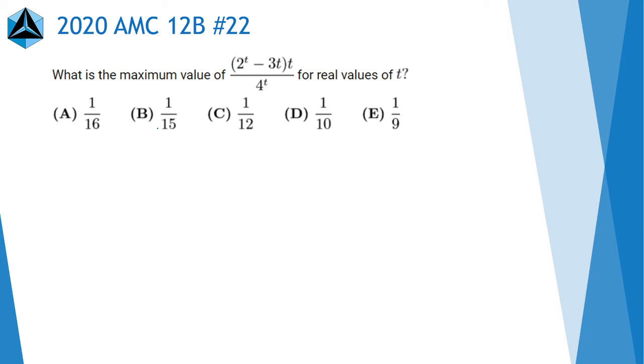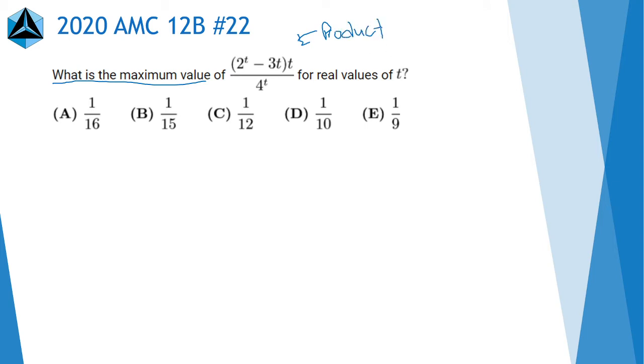Moving on to our next problem here. Here's the 2020 AMC 12B number 22. You're given this problem. It says, what is the maximum value of (2 to the t minus 3t) times t over 4 to the t for real values of t? Well, how would we do this? First of all, we can see that we're trying to maximize a product. And usually when you see that, you think AMGM.